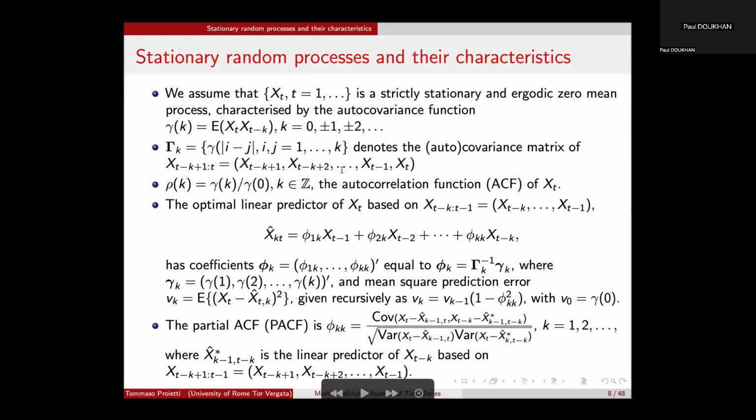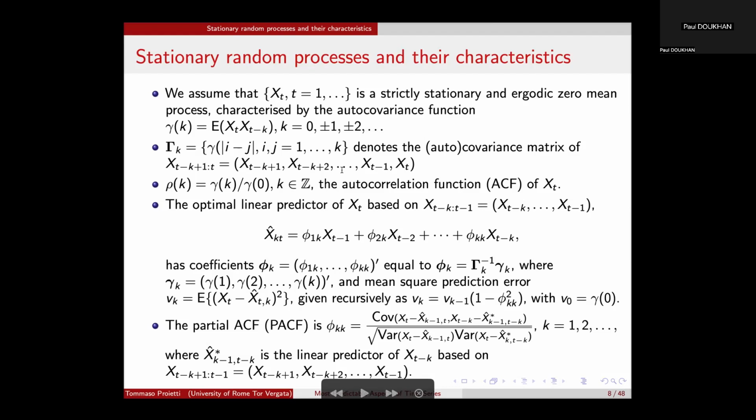Okay, now I will apply this to stationary random processes. So I will need some concepts. This is just a review of basic things about stationary random processes. I will denote by gamma k the autocovariance at lag k, as usual. Capital Gamma k will be the autocovariance matrix of a collection of k consecutive random variables. Rho k will be the autocorrelation function at lag k. And I will need especially the notion of a partial autocorrelation. The partial autocorrelation can be seen like that.